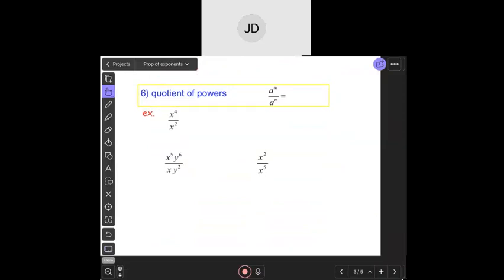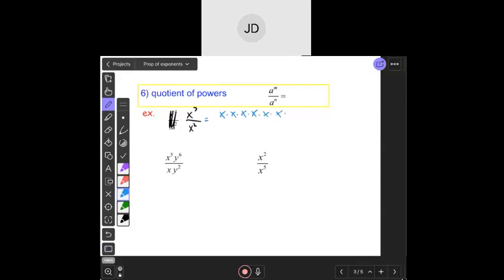Next one's quotient of powers. This one's really going to relate right back to the first thing we did. So this one's really easy. I'm going to write this one out first. Say x to the 7th over x squared. So that equals x times x times x times x times x times x times x, all over x times x.